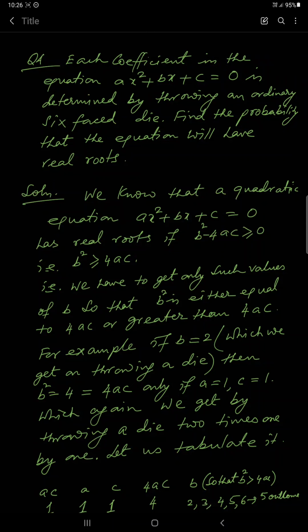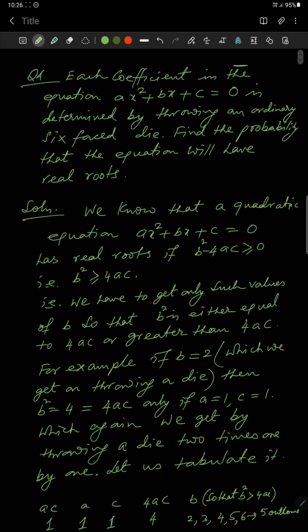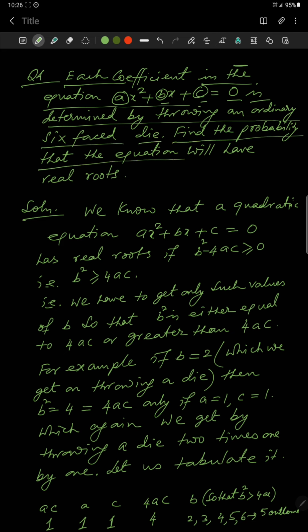All right, students, the fourth question on probability is in front of us. It says: each coefficient in the equation ax square plus bx plus c equal to 0, the coefficients being a, b and c, is determined by throwing an ordinary six-faced die. Find the probability that the equation will have real roots.